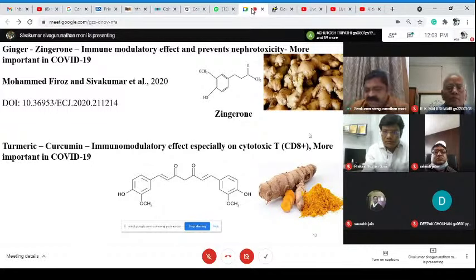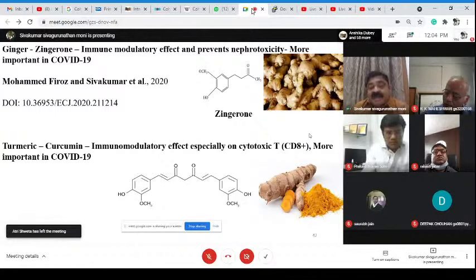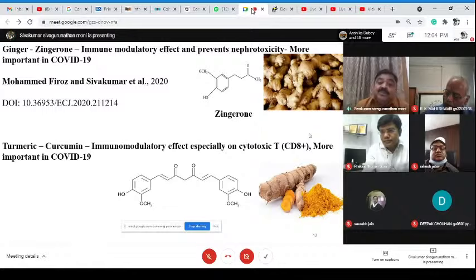Next is turmeric, also well known in our traditional system, which is enriched with curcumin. It has a very good immunomodulatory effect, especially inducing the cytotoxic T cell level. There are many reports showing this. Cytotoxic T cells can easily kill the viral infected cells. And apart from that, it can also modulate macrophage activity and can be much more potent in stimulating the innate immune cells also.